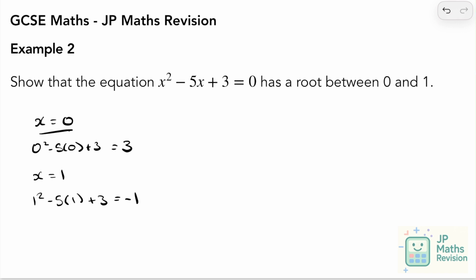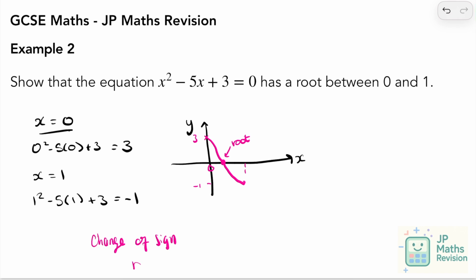Again, if I was to plot this on a graph, I have my x and I have my y. When x equals 0, y is 3, so that's somewhere over here. And when x equals 1, y is minus 1, so that's going to be somewhere down here. In order to get from 3 to minus 1, I must have passed the x-axis at some point, and that point is called the root. So because there is a change of sign, there must be a root in the interval.